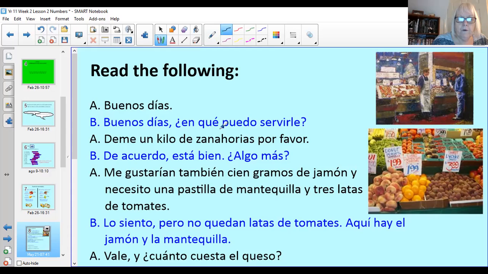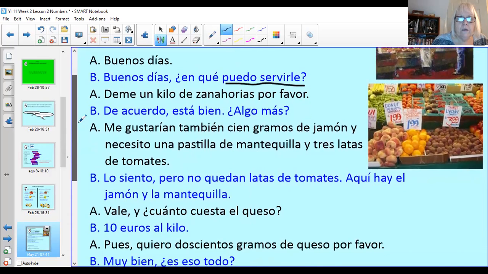Okay, ¿en qué puedo servirle? This verb here, how can I help you? Poder is the verb here, from to be able to. Servirle, that le is used for you when you're talking to someone formally. It's usted. Deme is the next verb. Give me. From the verb dar, it's the imperative.